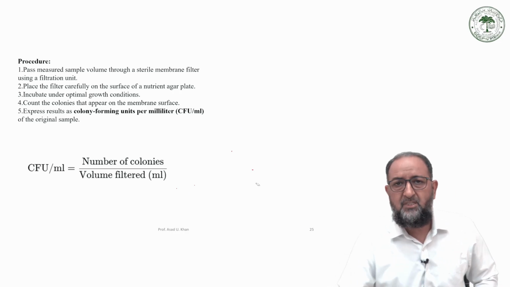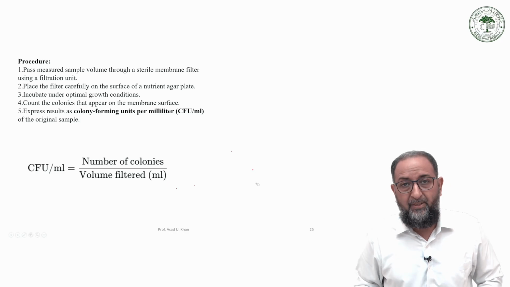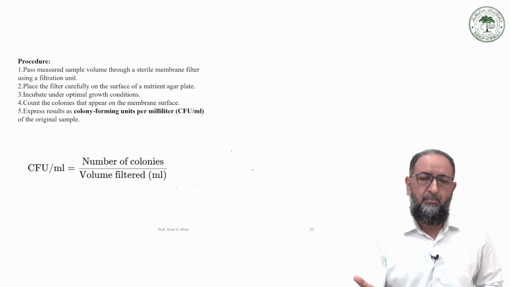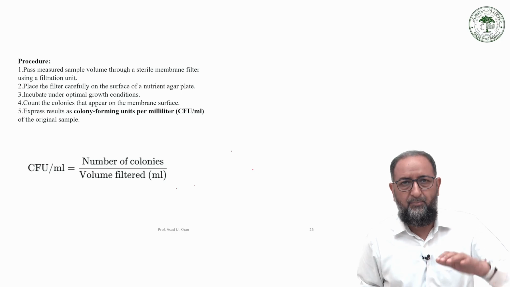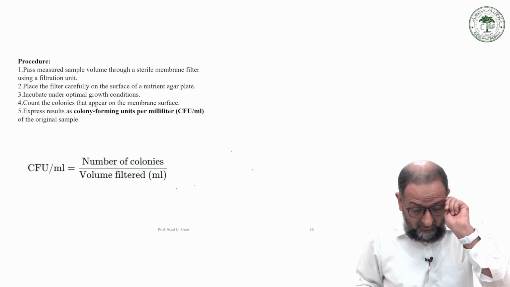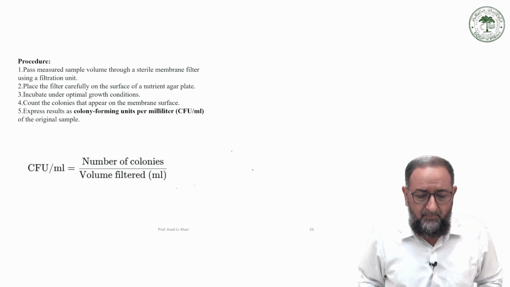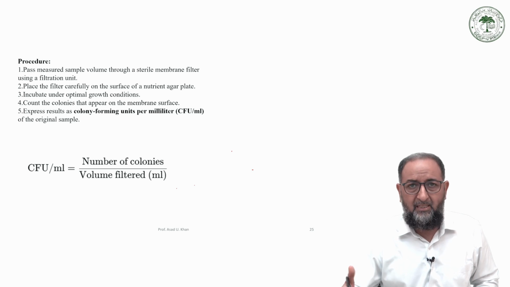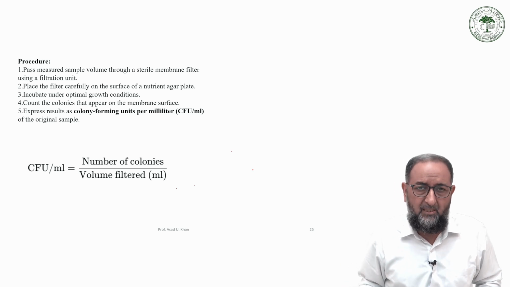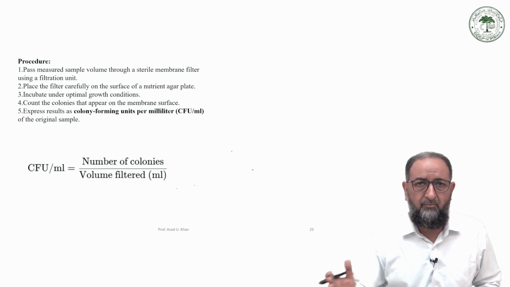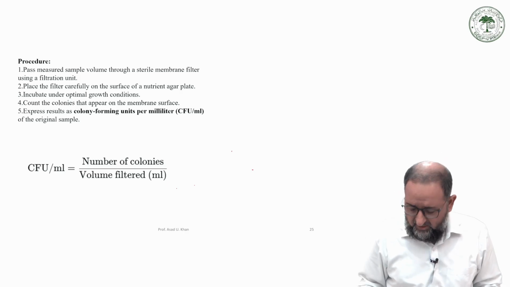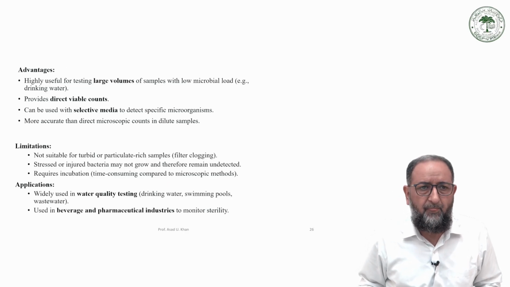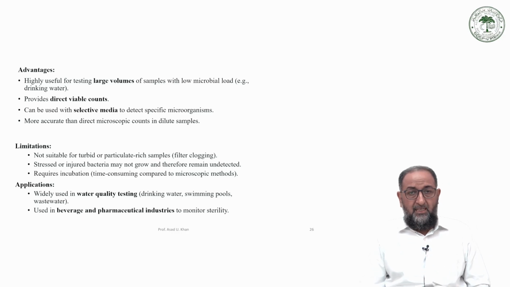So the only difference is that here you are not using the direct plate, but you are trapping these bacteria through filtration, and then the filter can be used. Now again, the limitation is that you may have some errors compared to the direct plate count method, but even here the live cells can be grown on that. So it is highly useful for testing a large volume of cells.